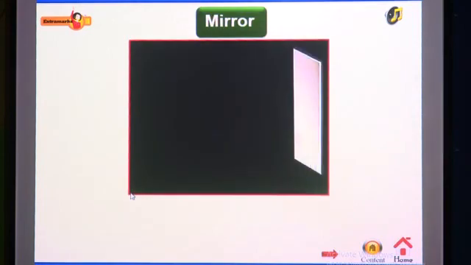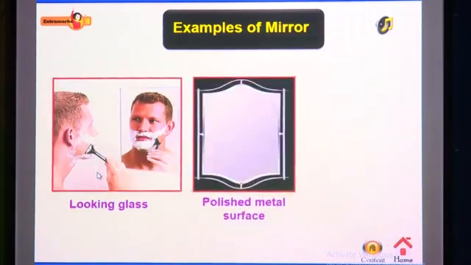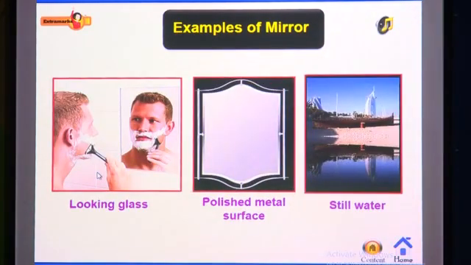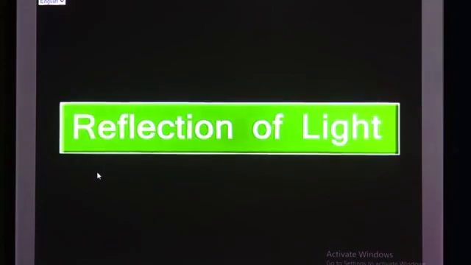Mirror. Any smooth, shiny surface can act as the mirror. The mirror returns the light rays in the same medium when they fall on it. Let us learn about reflection of light and the image formation by a plain mirror by taking the help of an animation. Reflection of light.